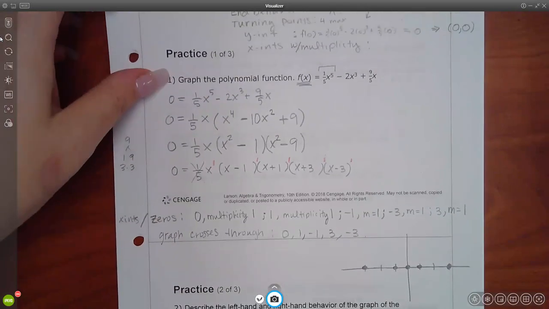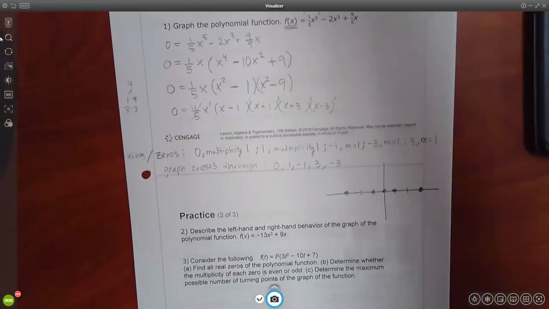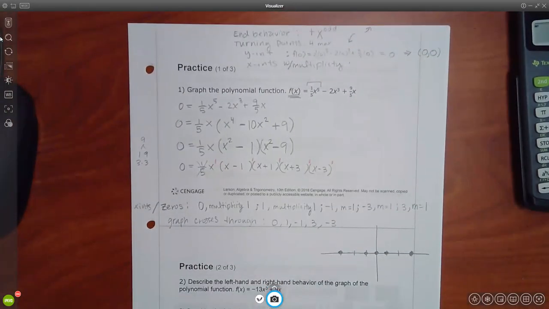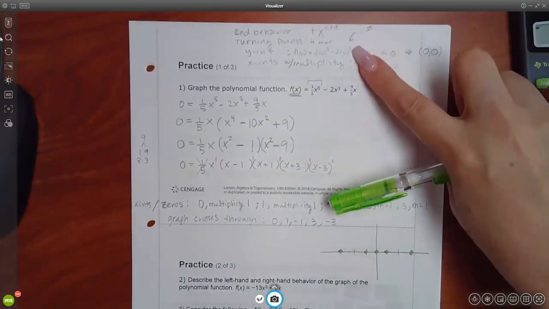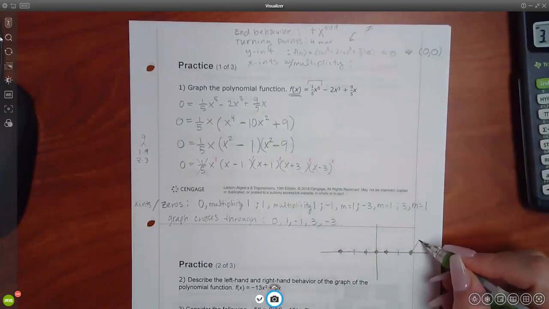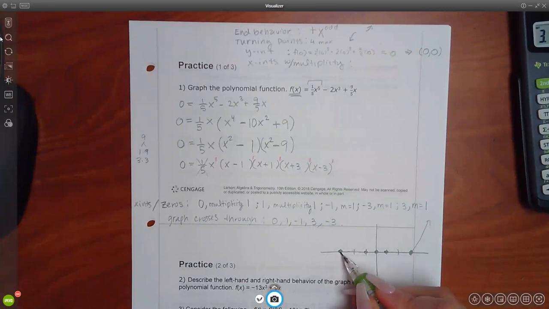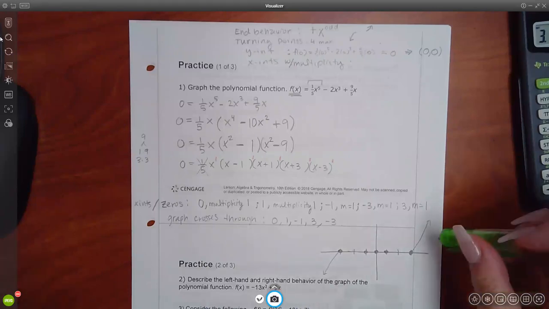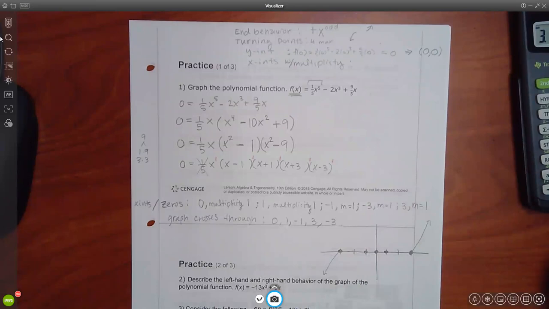I also know my end behavior. My end behavior says it's supposed to go up on the far right and then down on the far left, okay? So that means here it's going to go up and here it's going to go down. Now, I might not have angled those correctly, but I won't know until I figure out what's happening in the middle, okay? If I have to erase and angle it correctly later, I will.